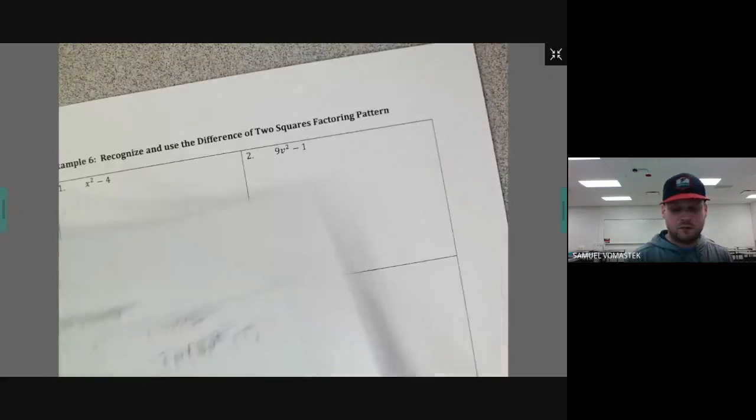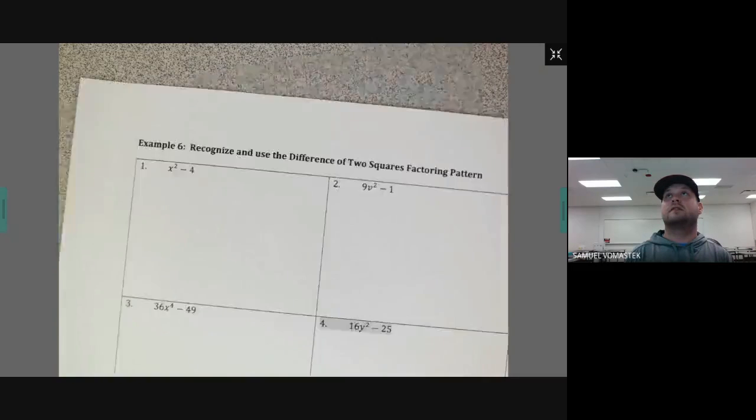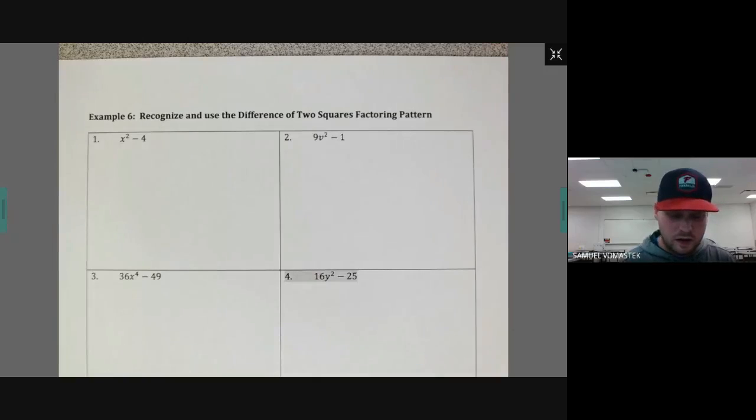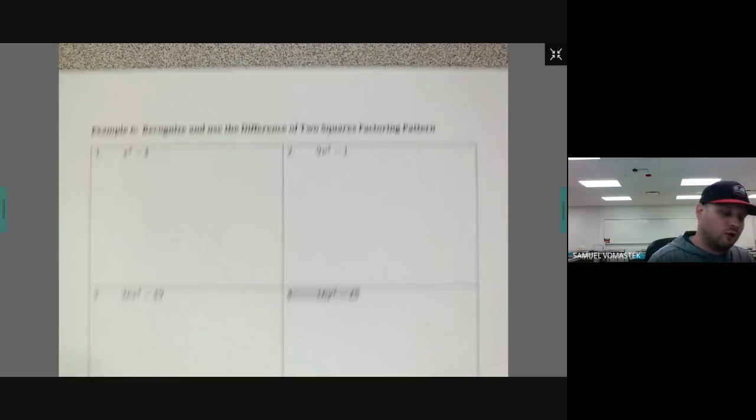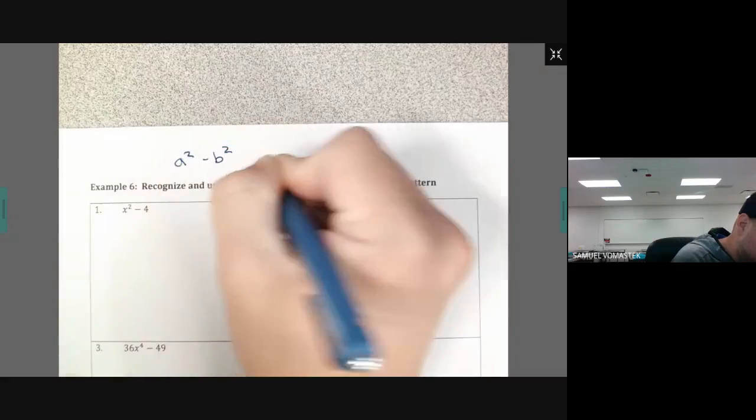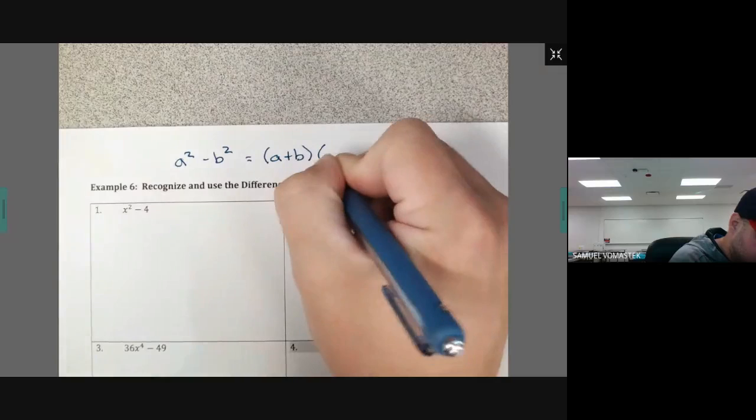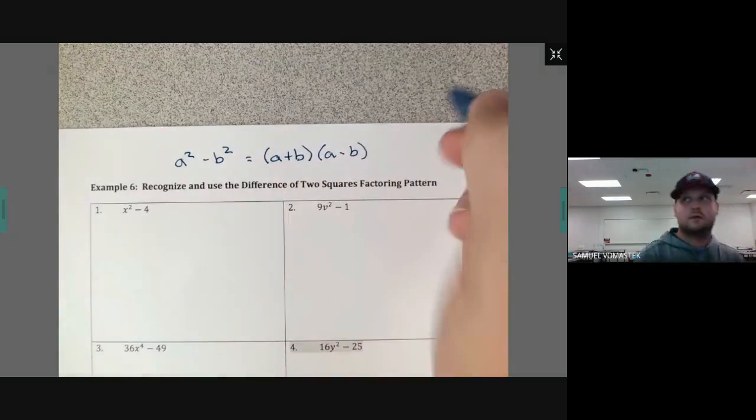The last example I'm going to do for this particular video is going to be example 6. And example 6 is one of our special cases. So we want to be able to recognize and use the difference of 2 squares. Dead giveaway when you're going to have a difference of 2 squares is you're going to have 2 terms going on. Okay, that's the only time it's going to happen. And the general form we have for this would be if I have a squared minus b squared, that factored is going to turn into a plus b, a minus b.